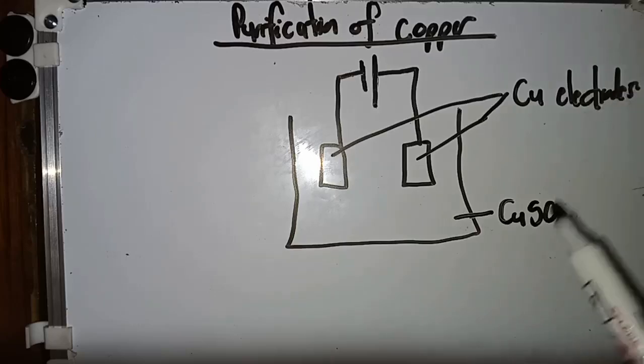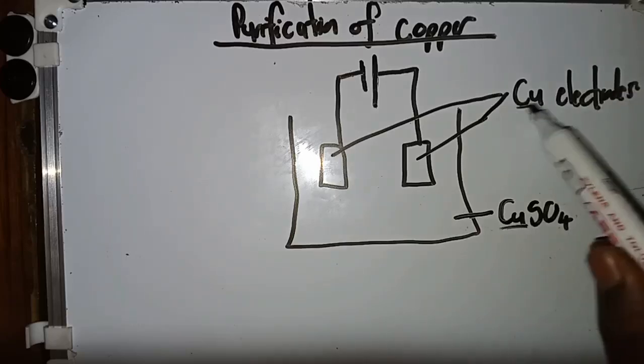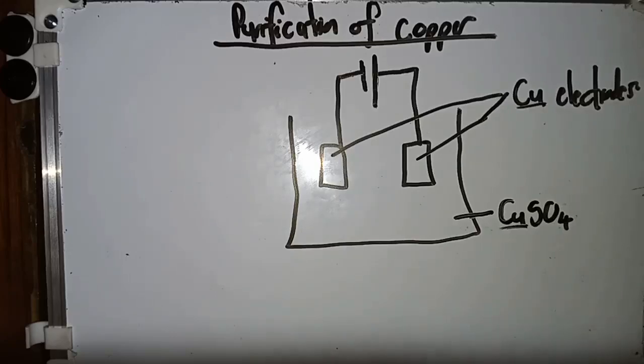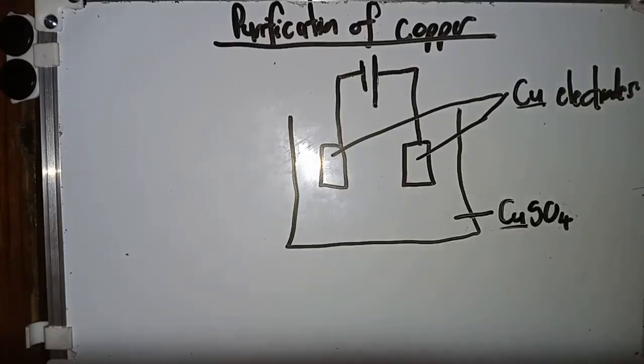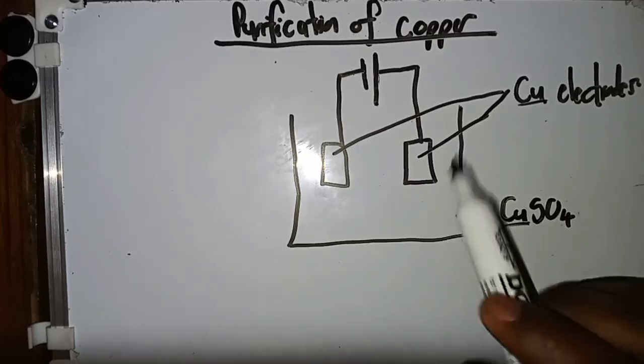If you notice, we have copper here and we have copper here. If they say electrolysis of X sulfate using X electrodes, that would be purification of X. That's what they were meaning. Electrolysis of dash sulfate using dash electrodes, that would be purification of that dash. If they say electrolysis of iron sulfate using iron electrodes, that would be purification of iron.